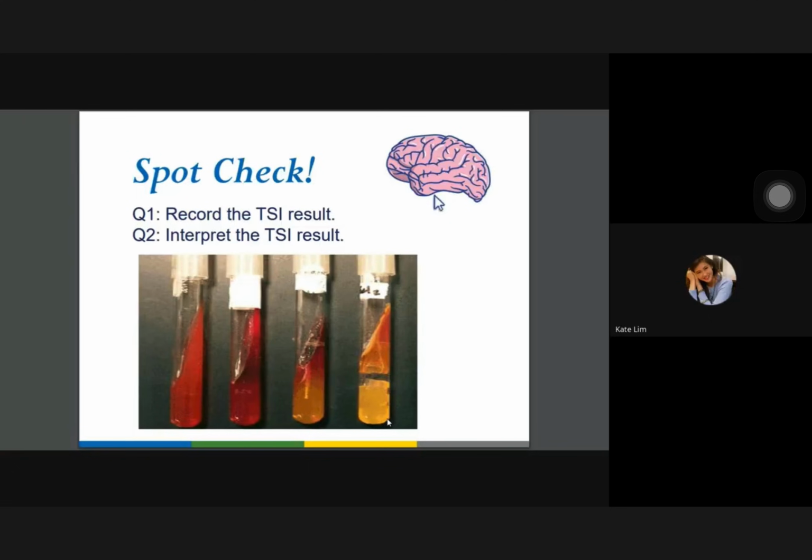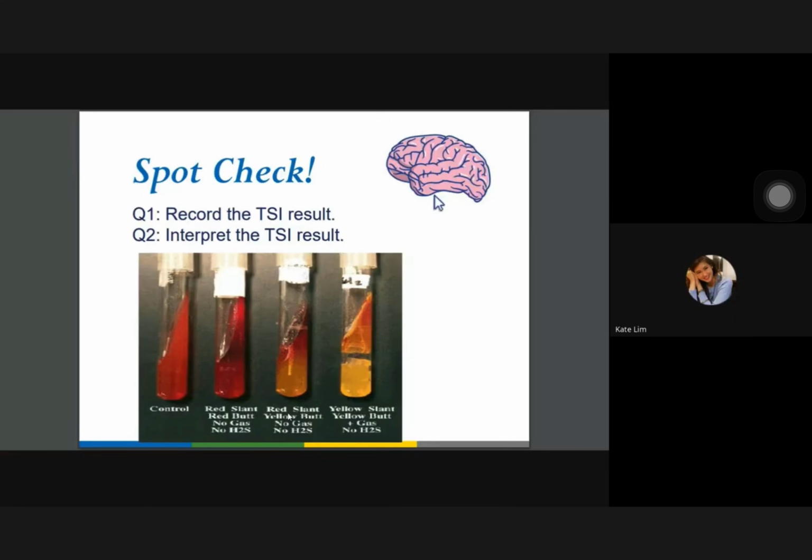How are we going to interpret? So it's A over A, meaning sucrose and or lactose and glucose are fermented with the production of gas. Again, sucrose, lactose, and glucose are fermented with the production of gas. So let's check about this one. These are what we have been discussing a while ago.